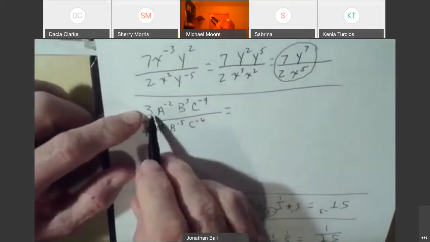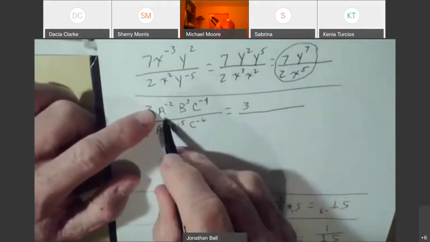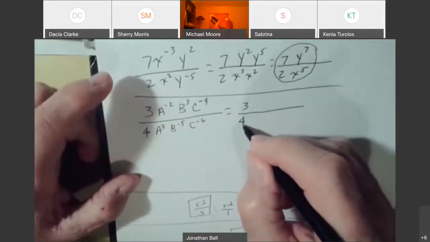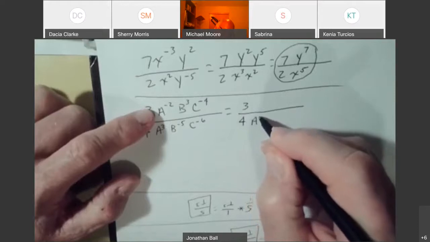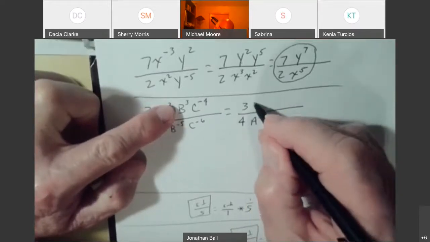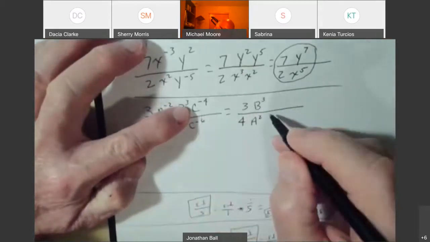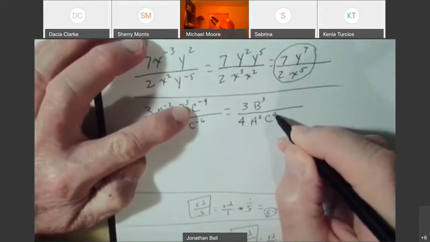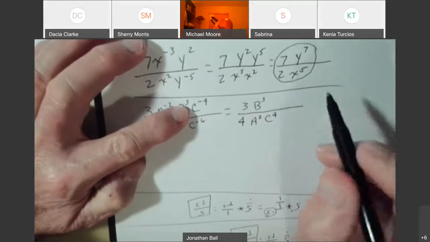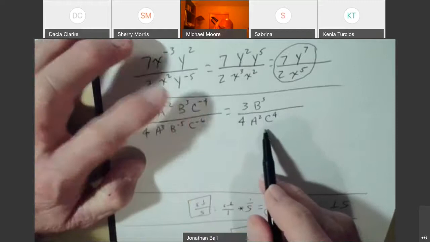Okay, so 3 stays where it is. A to the minus 2 goes to the bottom. Oh, let me put the 4 down there also. A squared. B cubed stays where it is because it's positive. C to the minus 4 goes to the bottom. Am I going too fast? Everybody okay? C to the minus 4, when the exponent's negative, move it.